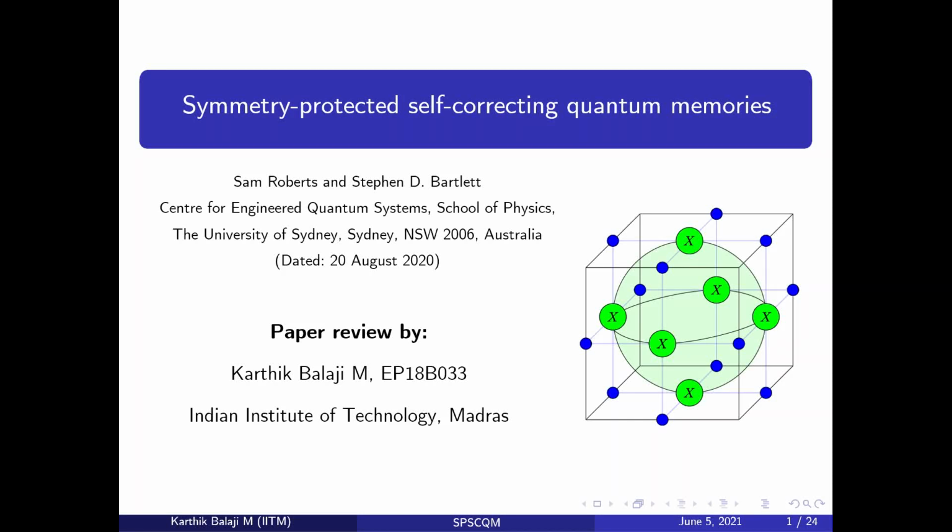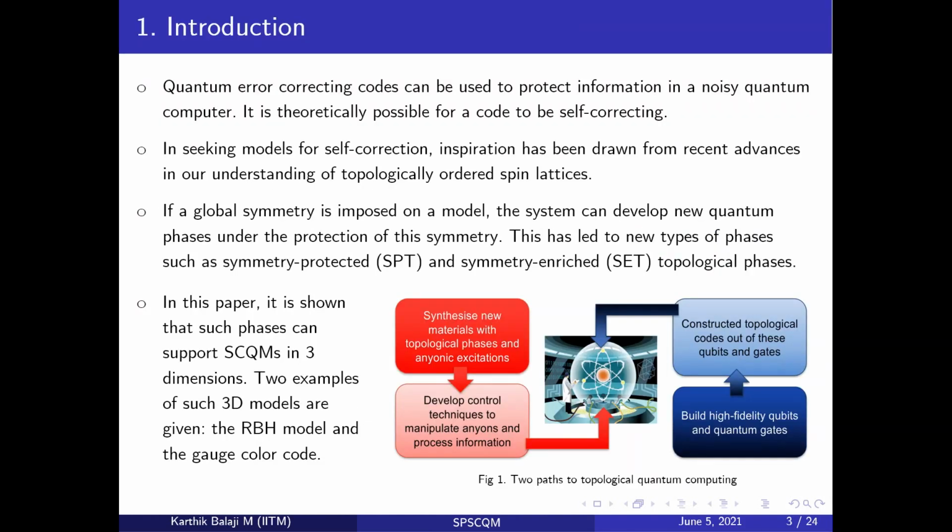So, hello everyone. Today we are going to be reviewing the paper with the title Symmetry-protected self-correcting quantum memories. Alright, so quantum error correcting codes can be used to protect information in a noisy quantum computer, and it's theoretically possible for these codes to be self-correcting as well.